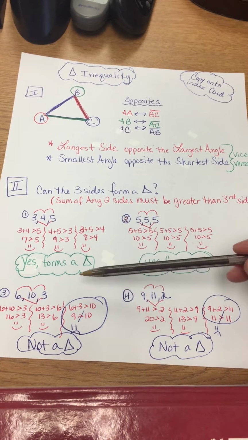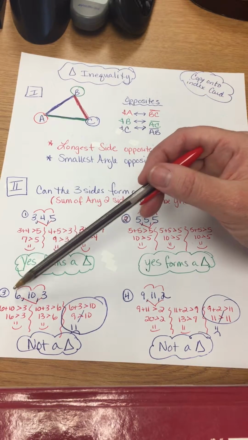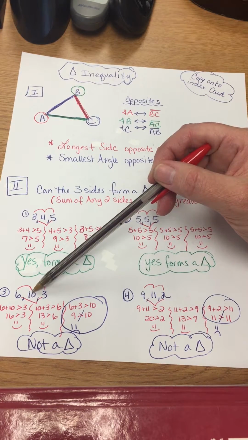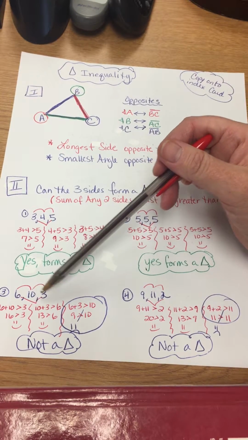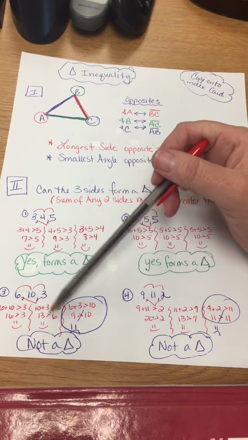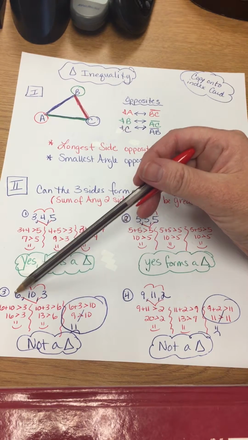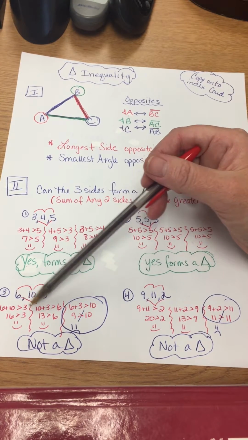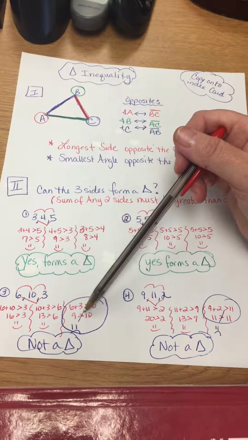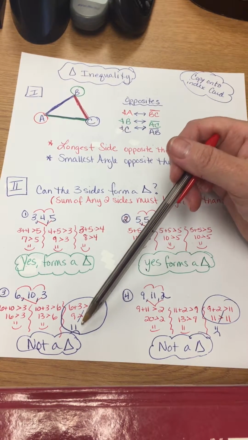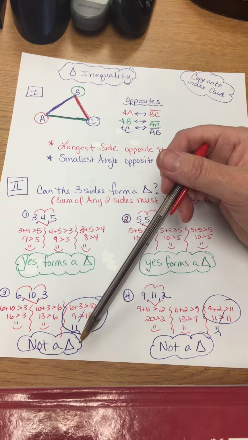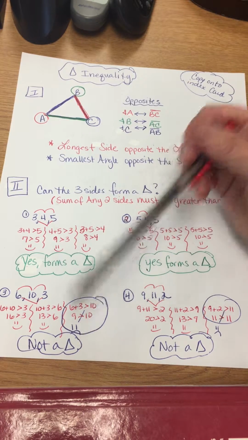What about 6, 10, and 3? Well, if I add 6 and 10, is it bigger than 3? Yes, 16 is greater than 3. If I add 10 and 3, is it greater than 6? Yes. But what happens when I add the first and last? 6 plus 3 is not greater than 10. 9 is not greater than 10. So therefore, it cancels the whole thing out and it doesn't form a triangle.